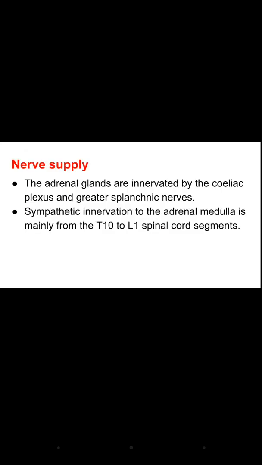Now the nerve supply. These glands are innervated by the celiac plexus. As you all know, the celiac plexus is a complex network of nerves located in the abdomen, and it includes various plexuses also, like hepatic, splenic, gastric, pancreatic and the suprarenal, and also the greater splanchnic nerves. Then sympathetic innervation to the medulla only is mainly from T10 to L1 spinal cord segments. In this diagram you can see the celiac plexus supplying the adrenal gland, and the greater splanchnic nerves are also involved.